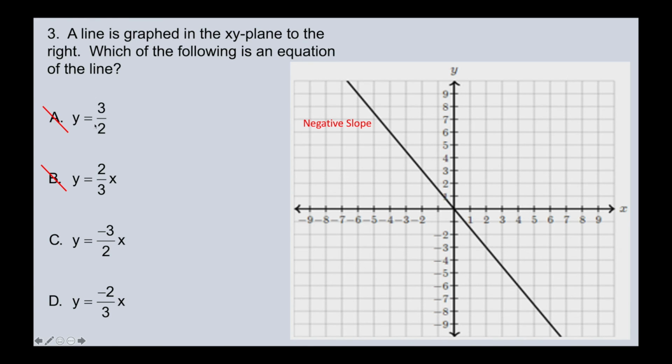First of all, this one doesn't even have an x in it, so this is actually telling me that the slope would be 0. And then for B, that slope is positive, so that would be going up from left to right. Both of these have negative slopes.